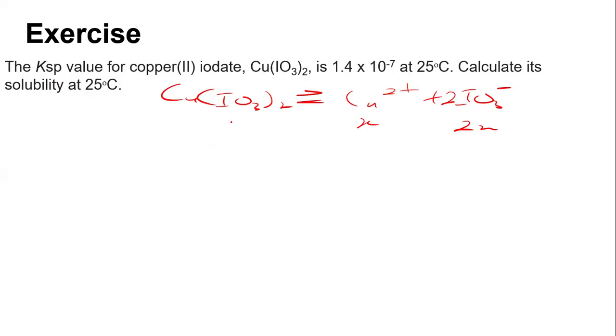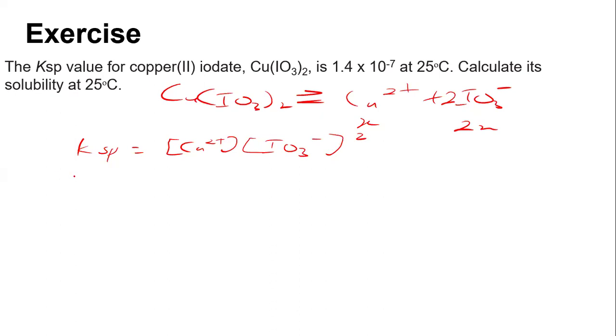The amount will be the initial amount minus, so we don't have to bring that one. So this is what I'll get, right? If I'm forming x of the copper, I'm forming 2x of this one. Now my KSP expression would be equal to the concentration of copper 2 ions raised to the power 1 times the concentration of iodate ions raised to the power 2, right?